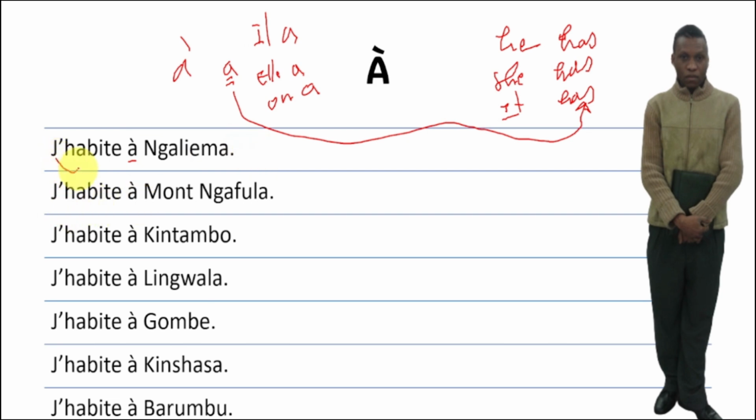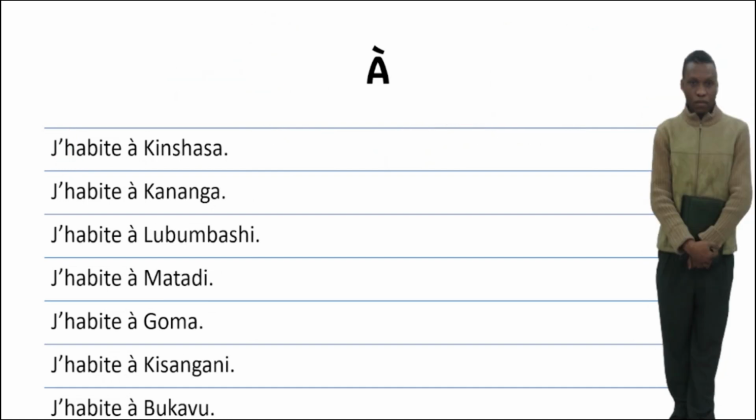This one, I link it together, and then this H is silent. So I'm saying j'habite. You're going to hear some people say j'habite à Ngaliema. It's okay, I understand. J'habite à Ngaliema, j'habite à Mongafula, j'habite à Kitambo, j'habite à Lingwala, j'habite à Gombe, j'habite à Kinshasa, j'habite à Barumbu, okay? You come here.